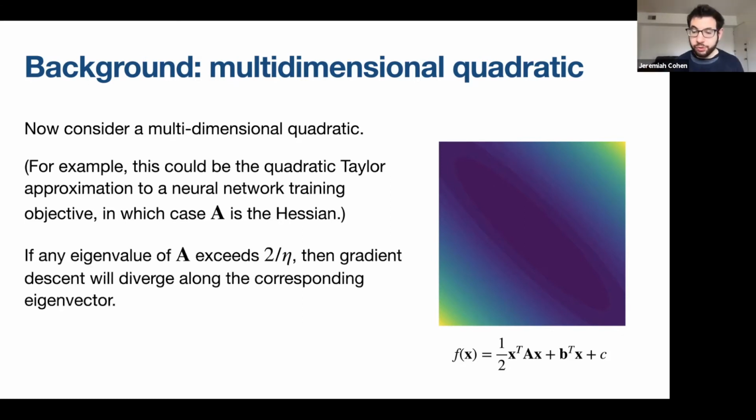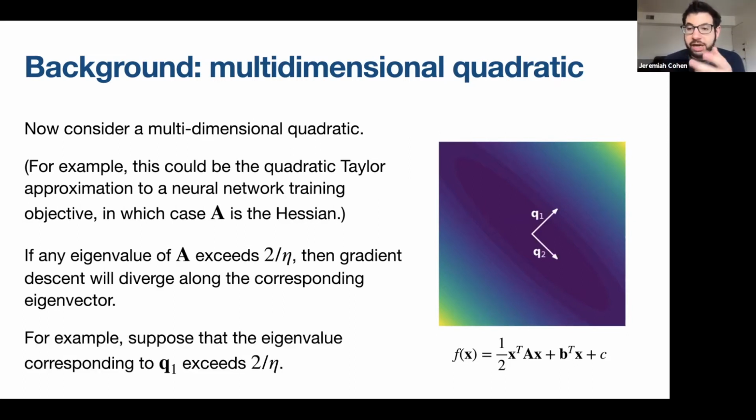Now, the way that the previous slide generalizes to the multidimensional case is that if any eigenvalue of A exceeds that magical threshold 2 over eta, then gradient descent will diverge along the corresponding eigenvector. So this quadratic has two eigenvectors, Q1 and Q2. Suppose that the eigenvalue corresponding to Q1 exceeds 2 over eta. When we run gradient descent, this is what's going to happen. So it's diverging along the direction Q1.